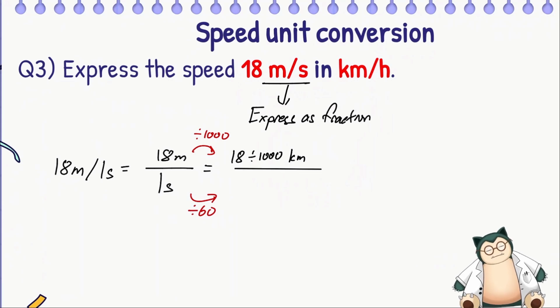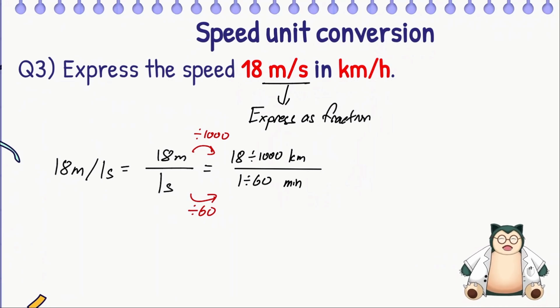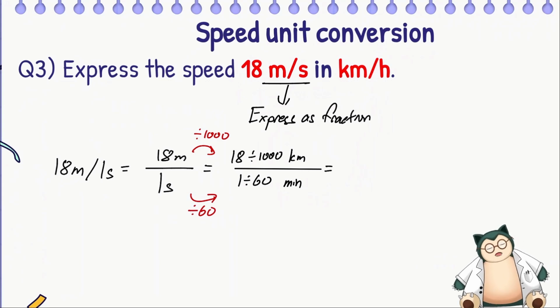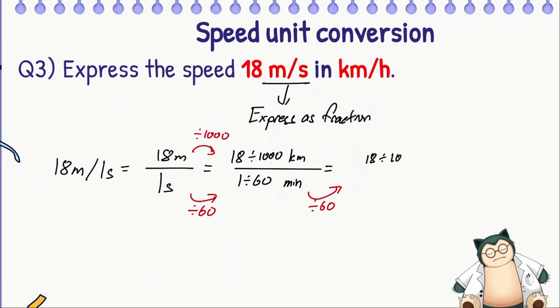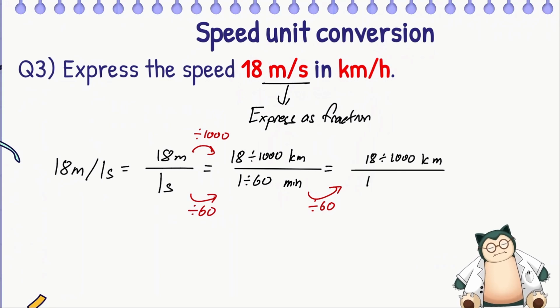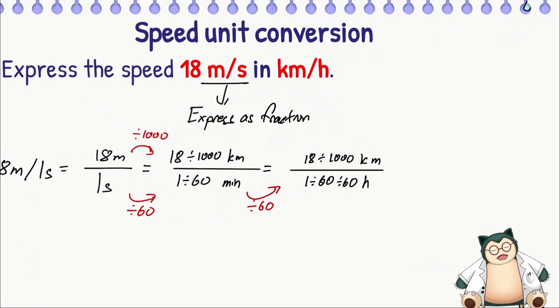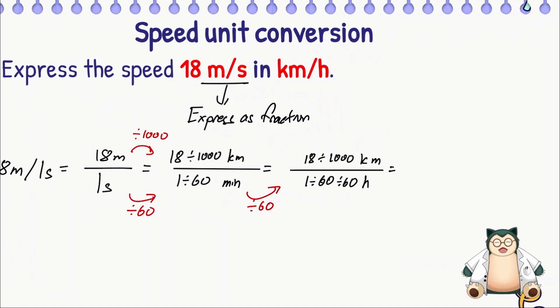So 1 divided by 60 minutes. And then we go another step by dividing by another 60. So we get 18 divided by 1000 on top, kilometers, and in the denominator we put 1 divided by 60 divided by 60, hours. And lastly, we key everything into our calculator. Let's see what we get.